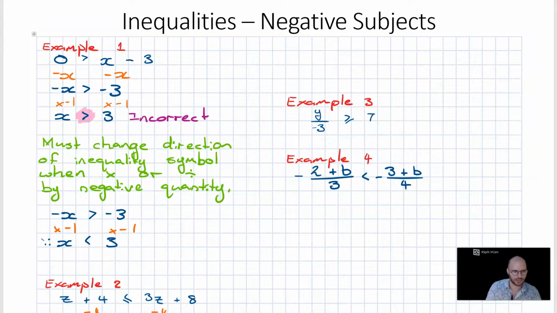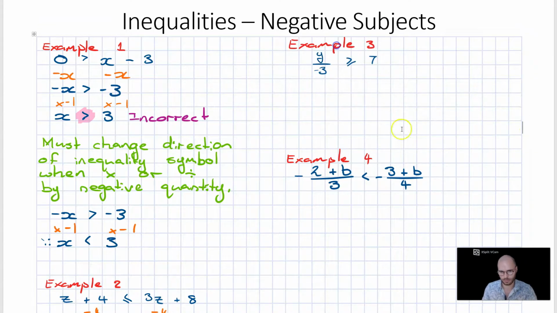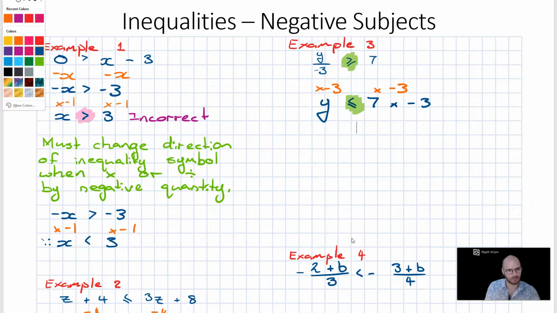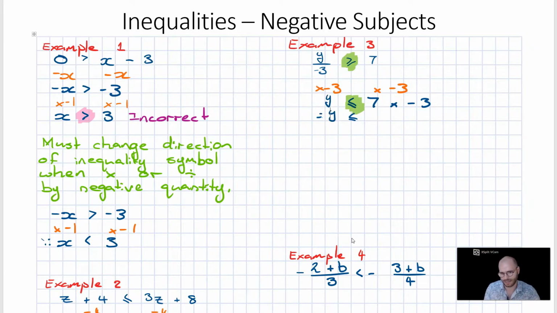Alright, example 3. We have y over negative 3 is greater than or equal to 7. Once again, we're going to multiply both sides by negative 3, and therefore we reverse the sides. So 7 times minus 3. Notice the inequality symbol has been reversed, and then we evaluate. So we find that y is less than or equal to negative 21.